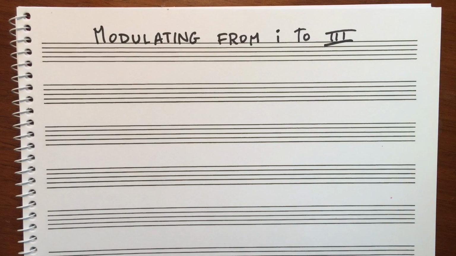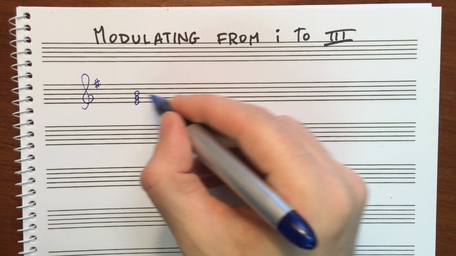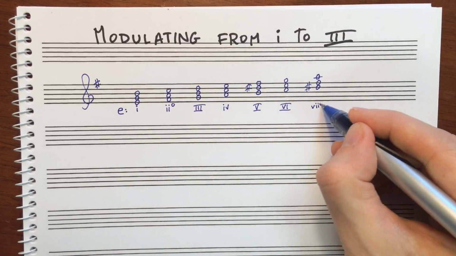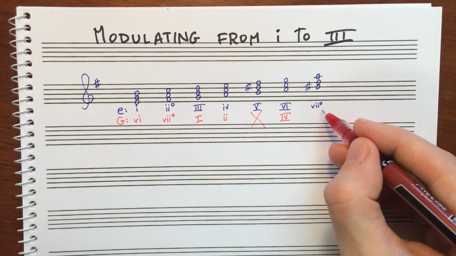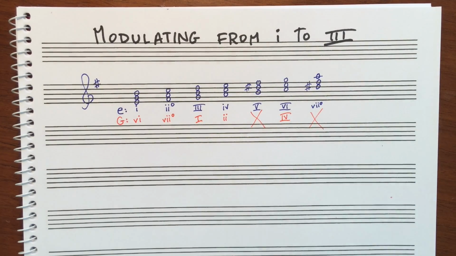Let's look at modulating from a minor key to the key of 3, which is its relative major. Suppose we're starting in E minor and want to modulate to G major. These two keys have the same key signature, but their chords are not all the same. Here are all of the diatonic triads in E minor. All of these chords appear in G major except those that contain D sharps, which are the 7 chord and the 5 chord. So that leaves us with 5 possible pivot chords.